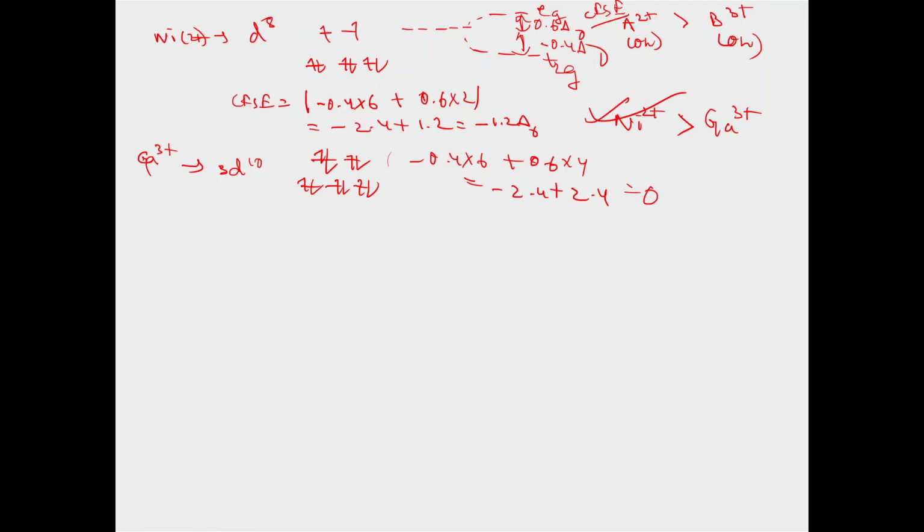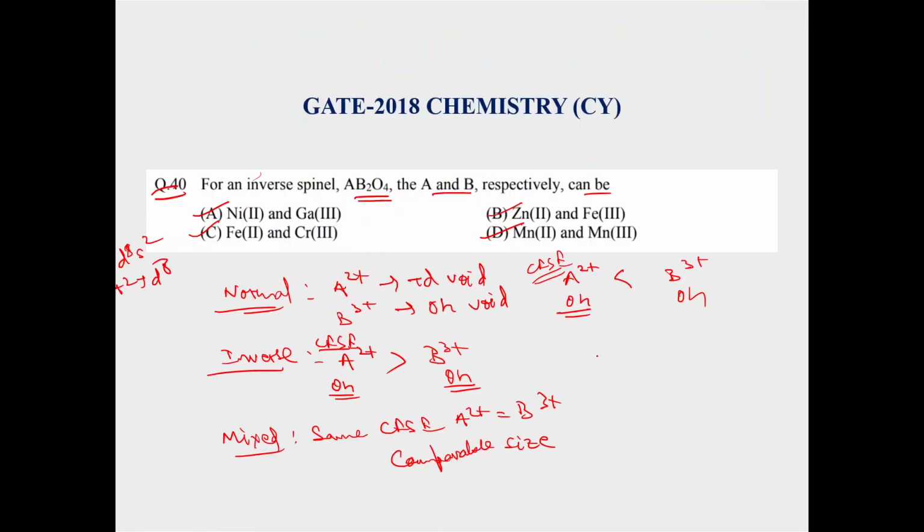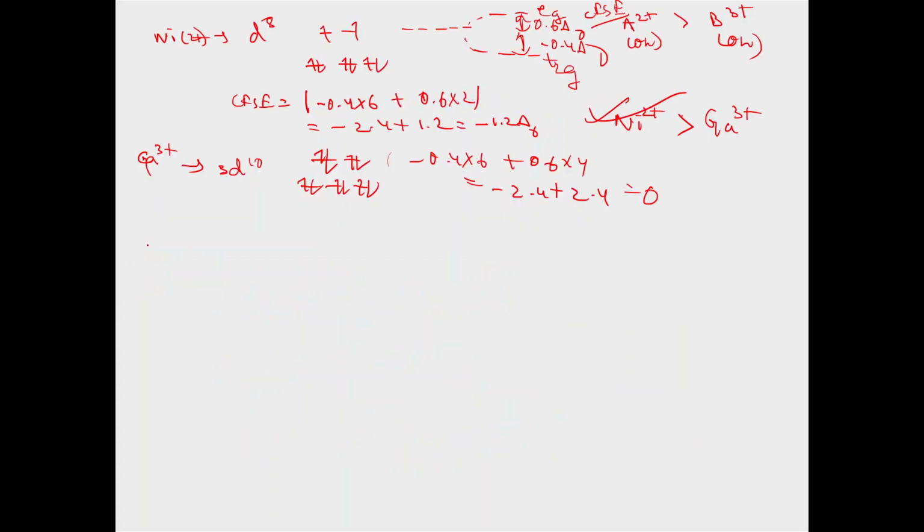So now we will also check the other options which are given, Zn2 plus and Fe3 plus. So zinc 2 plus is also a d10 system. So CFSE will be 0 and Fe3 plus means Fe is actually d6s2, right? Fe3 plus means d5 system.